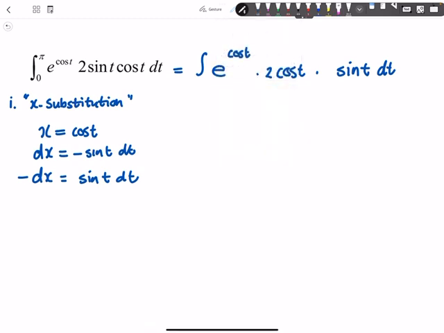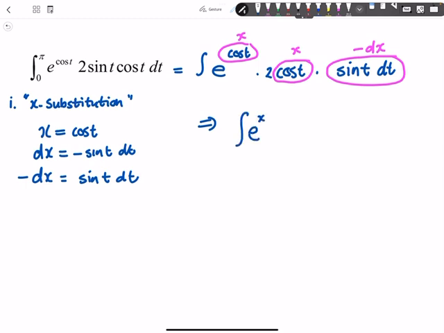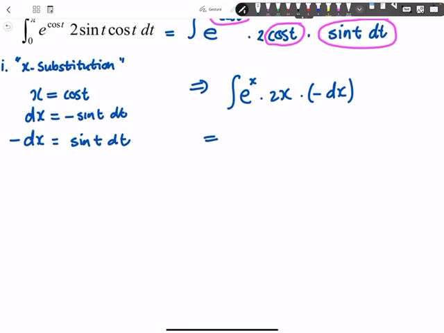So if we're going to come back here and do our substitutions, you will see that cosine of t is going to become x. And then the entire sine of t dt is going to become negative dx. All right, so when I make my substitution, I will get the integral of e to the x times 2x times minus dx. And so if we clean this up just a little bit more, we'll get negative 2 times the integral of x times e to the x dx.